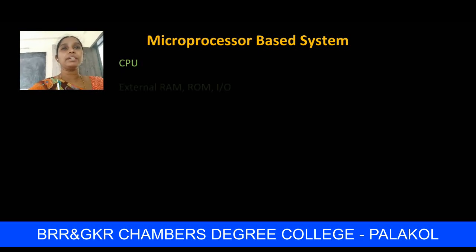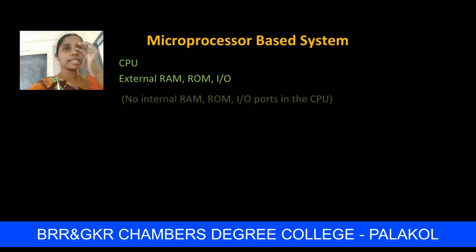And another thing, there is no internal memory in the microprocessor. We need to connect the memory to the microprocessor by using some external buses. So what are the external memories? RAM, ROM, IO ports. We will connect those memories by using some buses.